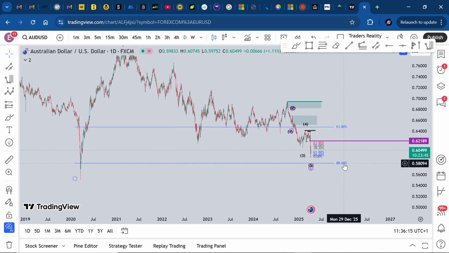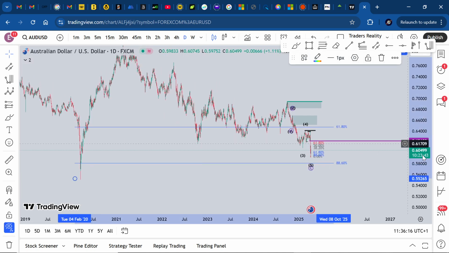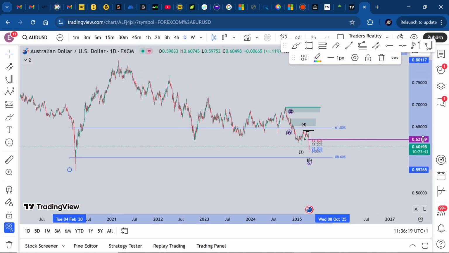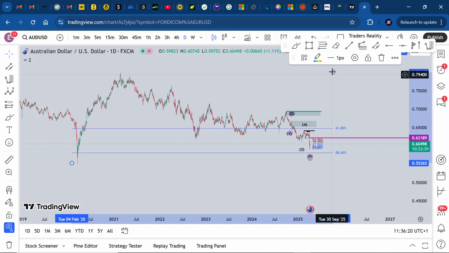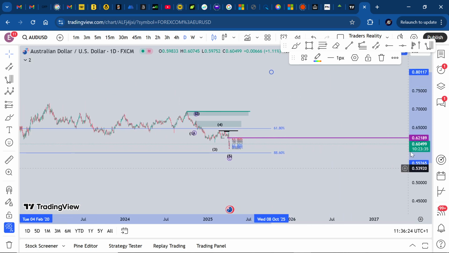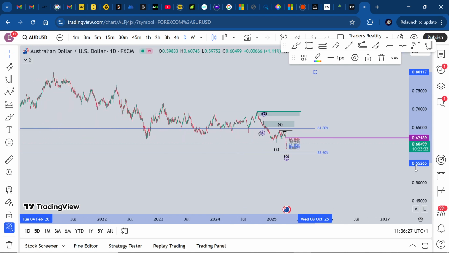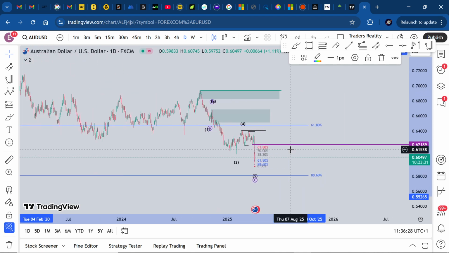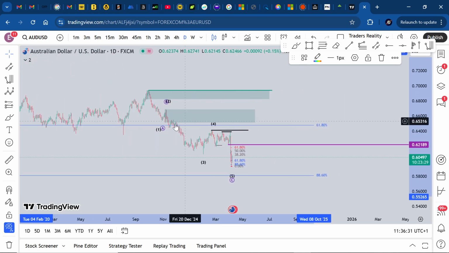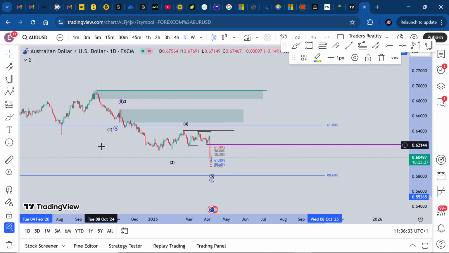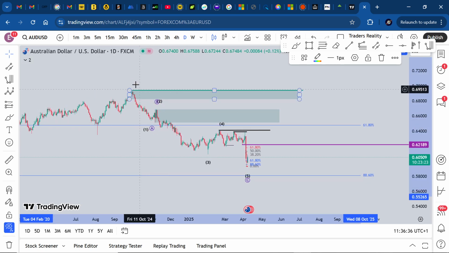If it hits this 0.886 drawn from the beginning of 1 to the end of 1, there are increasing probabilities of a B wave because a 0.886 is rare for a 2 wave. I've put on potential 1, 2, 3, 4, 5 here, but I do believe we've got some kind of A, B, C, or W, X, Y going on here.